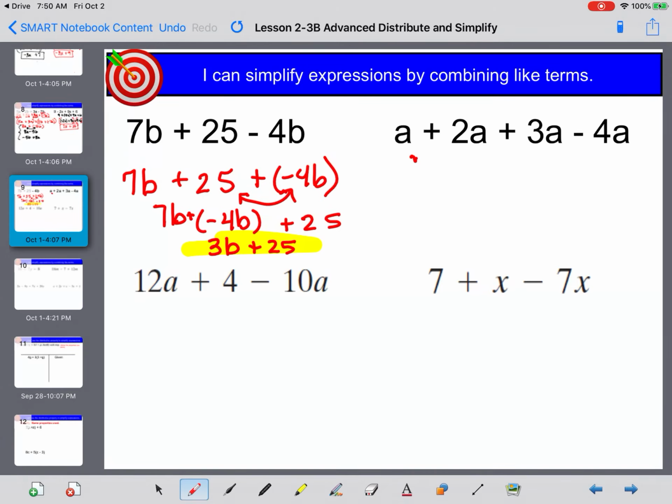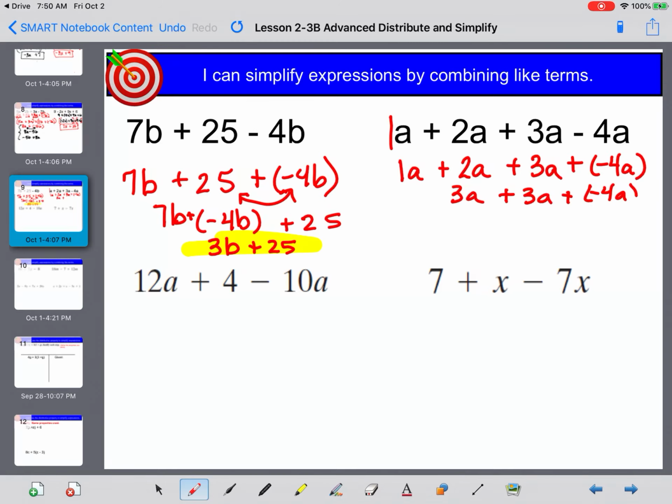Okay, the next problem. It looks to me like all of these are like terms. So this is actually 1a. 1a plus 2a plus 3a plus negative 4a. Now let's add these together just from left to right. 1a plus 2a is 3a. 3a plus 3a is 6a. 6a plus negative 4a is 2a. So that one we can get down to one term.